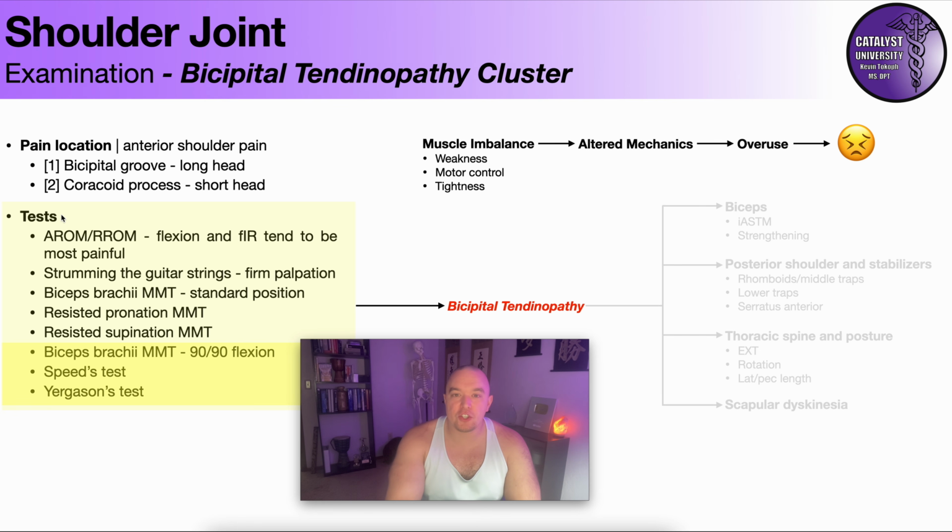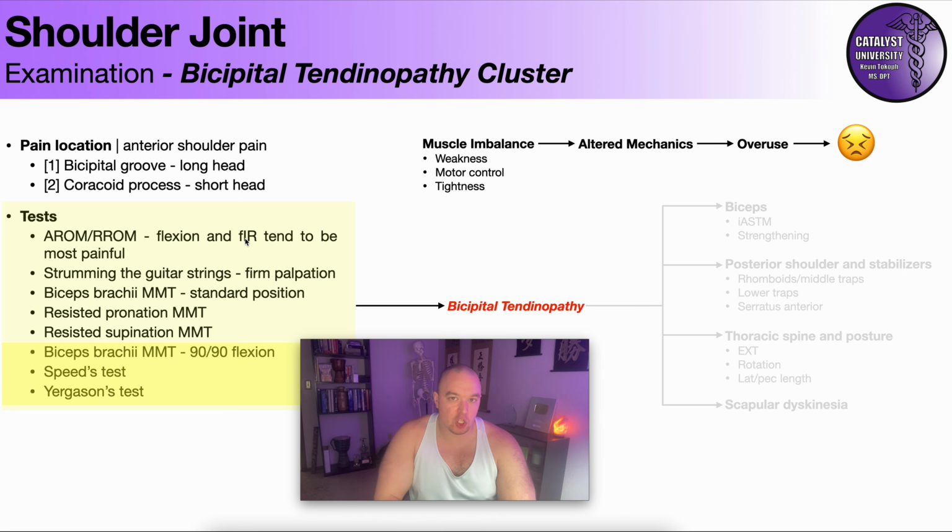So, what tests do you use? What does your objective exam look like? Well, obviously, you're going to look at range of motion. You're going to look at active range of motion and resisted range, so MMTs. And what you typically find is that with active range, flexion of the shoulder and functional internal rotation on the back tend to be the most painful.